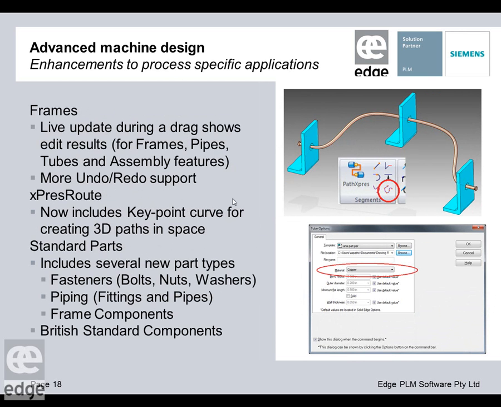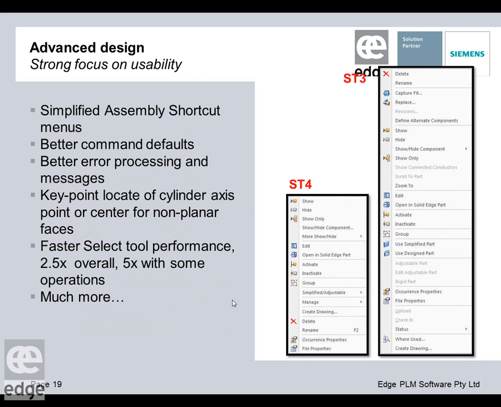Very nice. In the frame area, the update has been enhanced considerably. We've got key point curve now for creating 3D paths in Express Route for flexible tubes, those sorts of things. Standard parts has been enhanced. Quite a lot of work in standard parts to clean up the user interface and what have you. British standard components have been added.